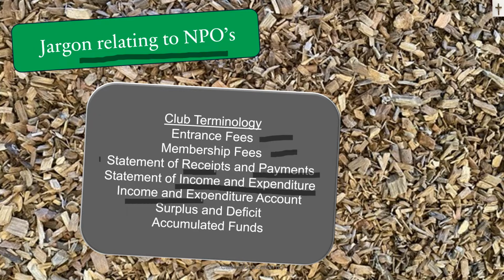In the general ledger, there's an income and expenditure account, very much like a profit and loss account in a sole trader. In a club or a non-profit organization, we talk about a surplus or a deficit, which is basically a profit or a loss. But because we're dealing with a different form of ownership, we are talking about a surplus or a deficit.